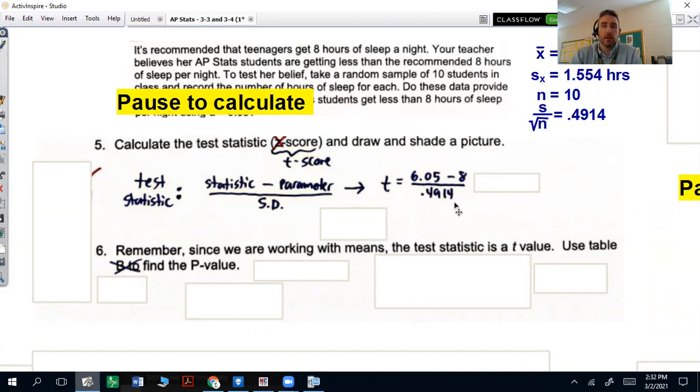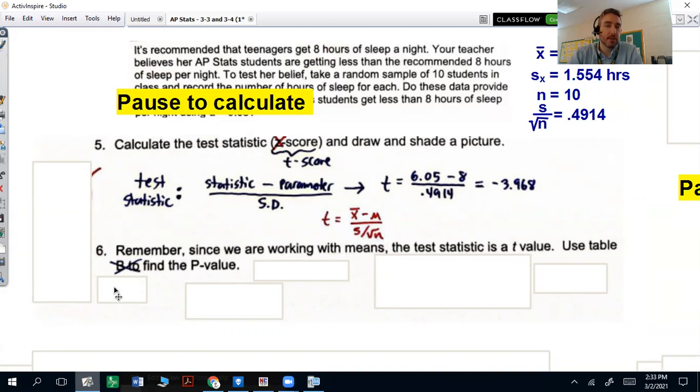You should get a test statistic of negative 3.968. It's negative because the statistic is below the parameter. So you're going to get a negative as a result, which means that when we're testing it, we're testing to the left side. Here's the generic formula for that: sample mean minus the population mean divided by the standard error of the statistic, s divided by the square root of n.